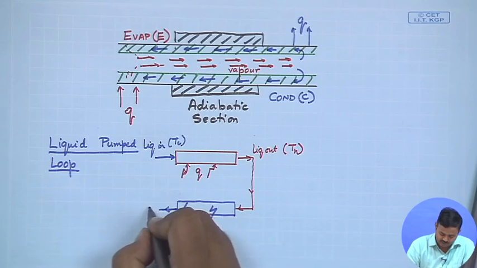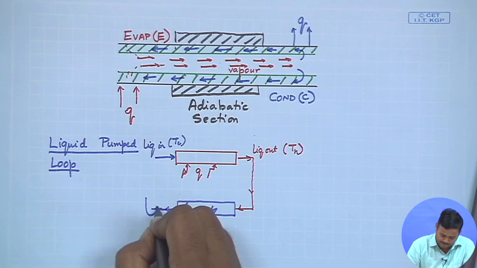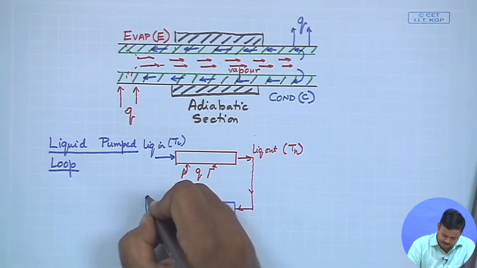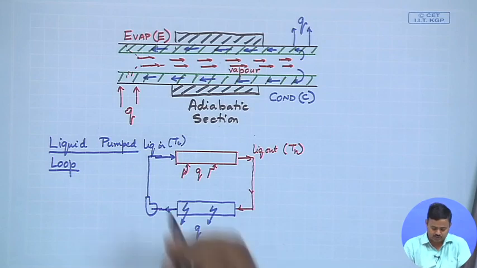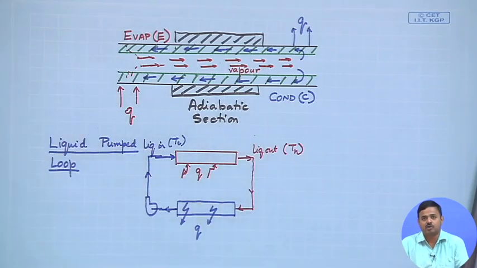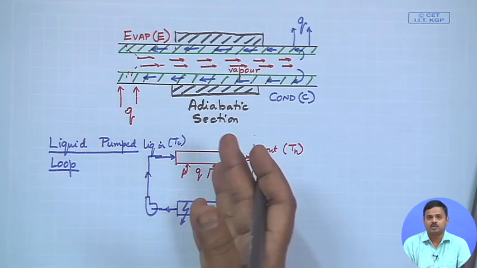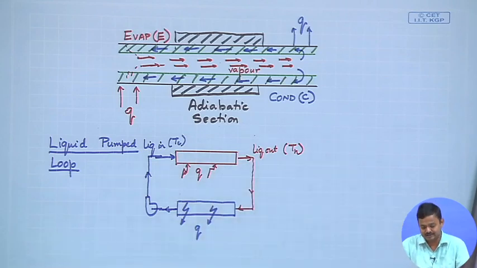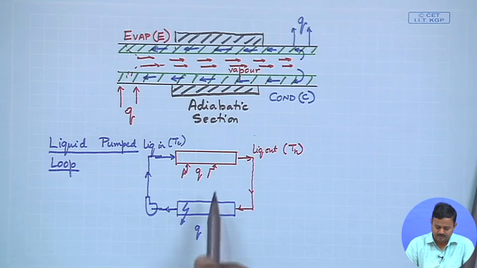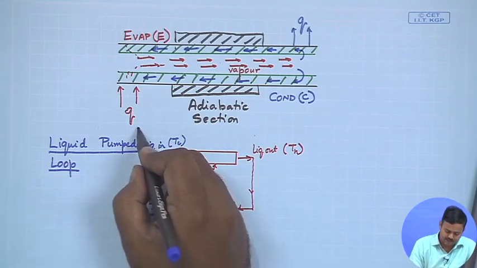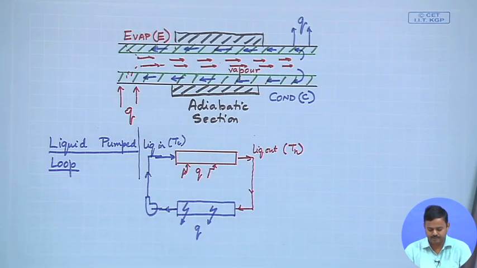So, what we needed was a pump to pump the cold liquid back to the heat source that we want to cool, or the source of heat from where we want to remove thermal energy. So, this is a typical liquid pumped loop. Compare it with what is happening in a heat pipe.